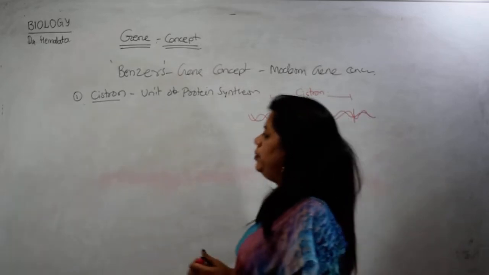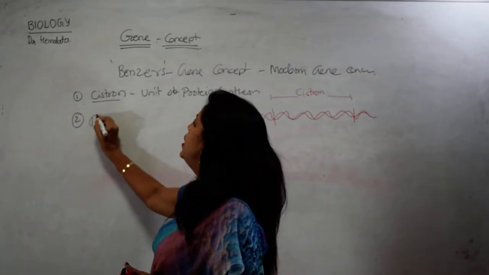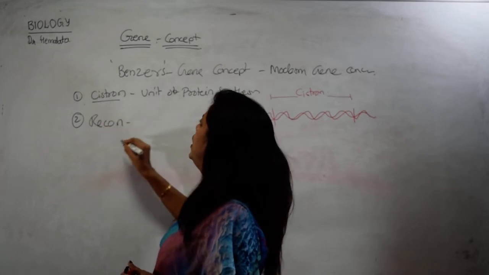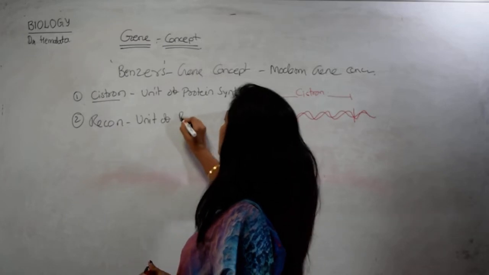Then gene can be called, second one, a recon also. Recon is the unit of recombination.